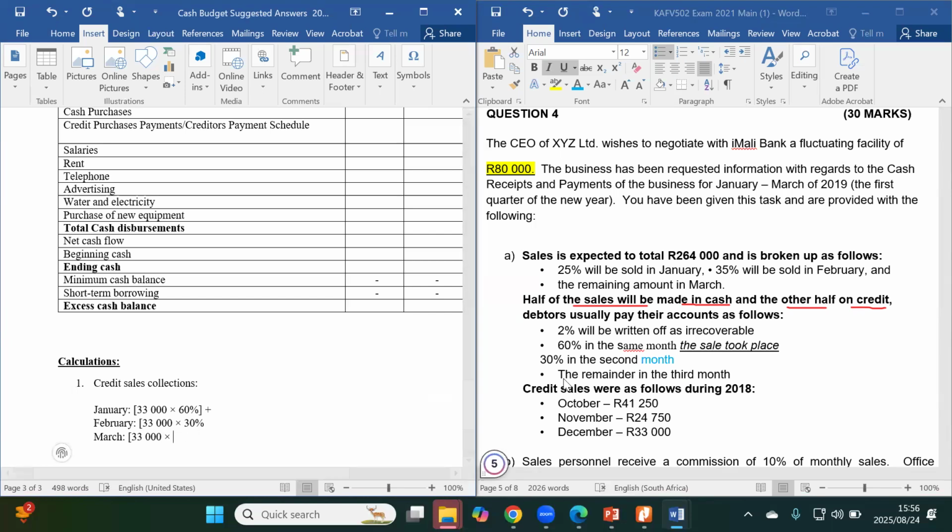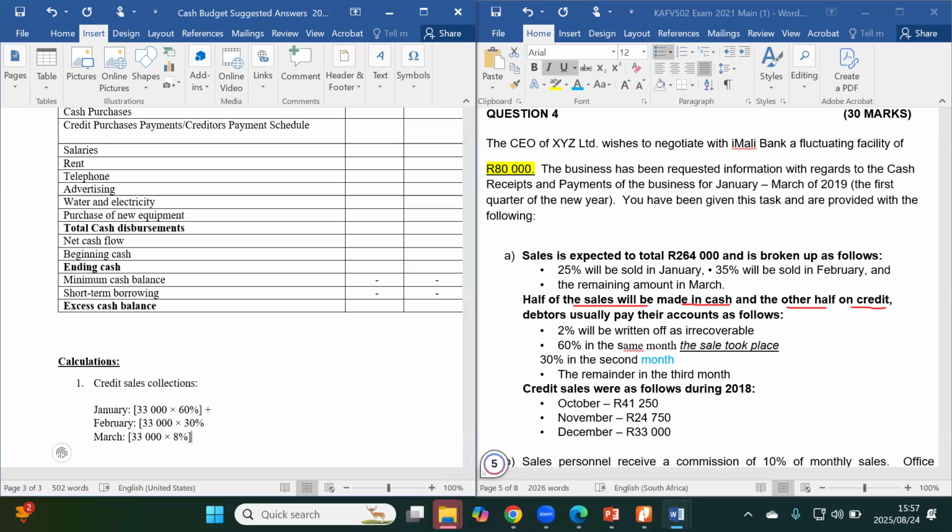So what is the remainder? If you've already collected 90% out of the 100, in this case it will be 90% that you've already collected, but you still have the 10% whereby the 2% will not be recovered. So the only one that you're going to recover is going to be 8% in the third month. Does it make sense?